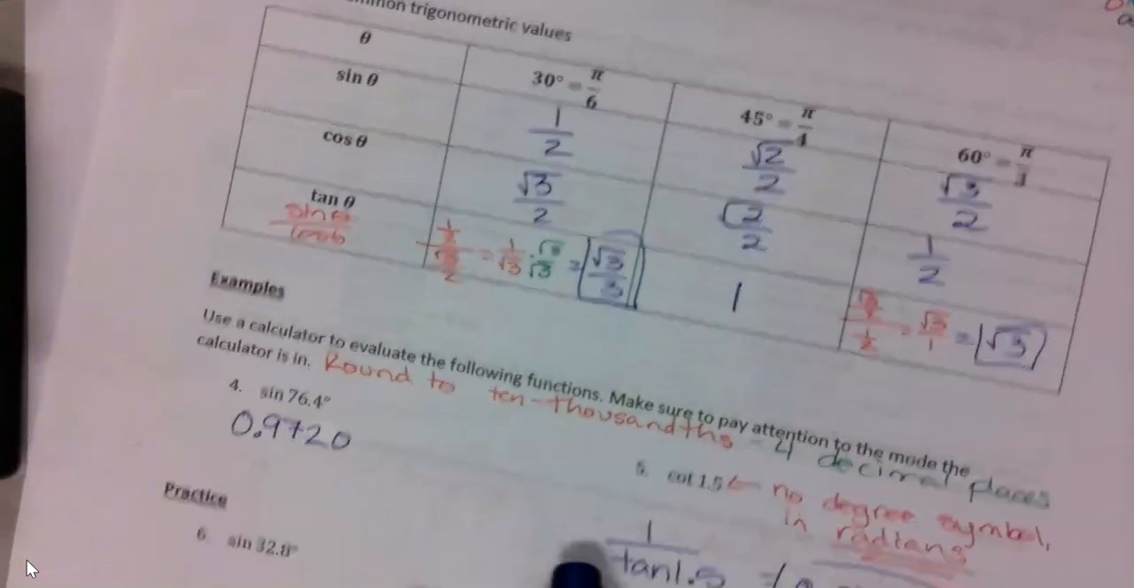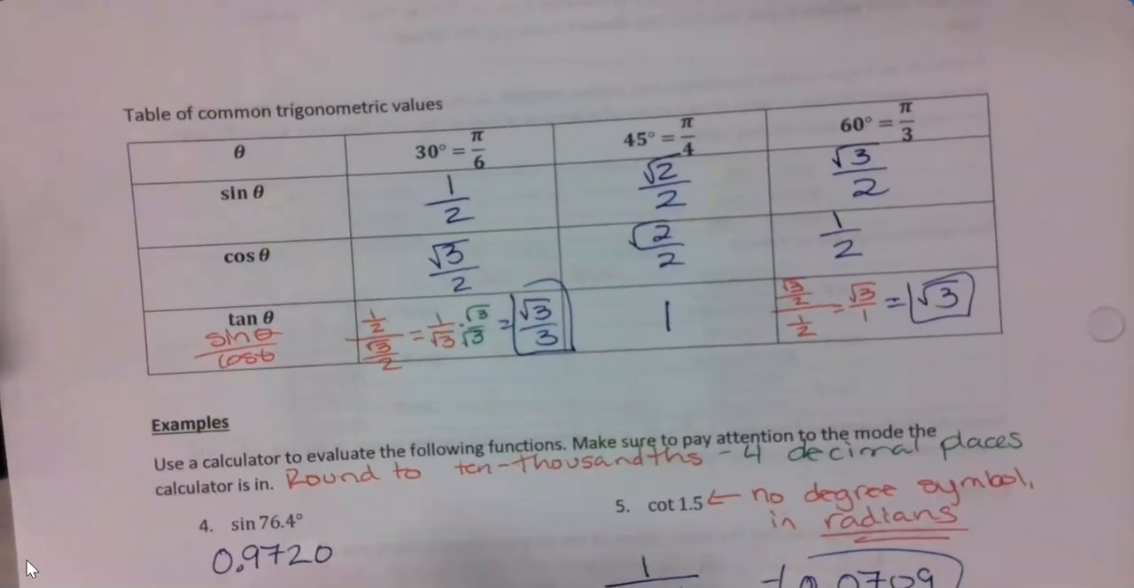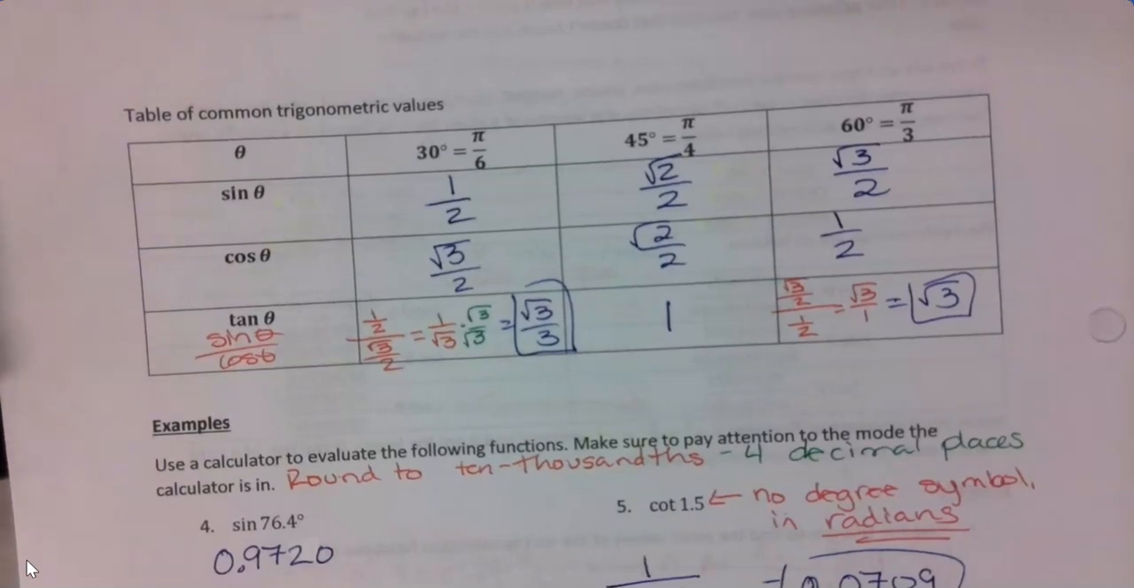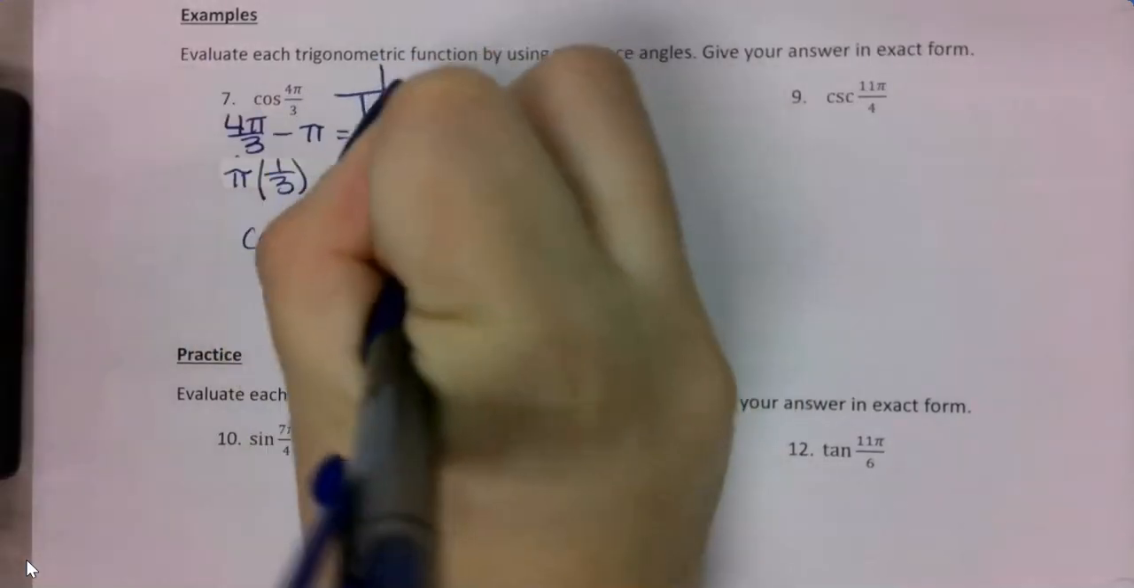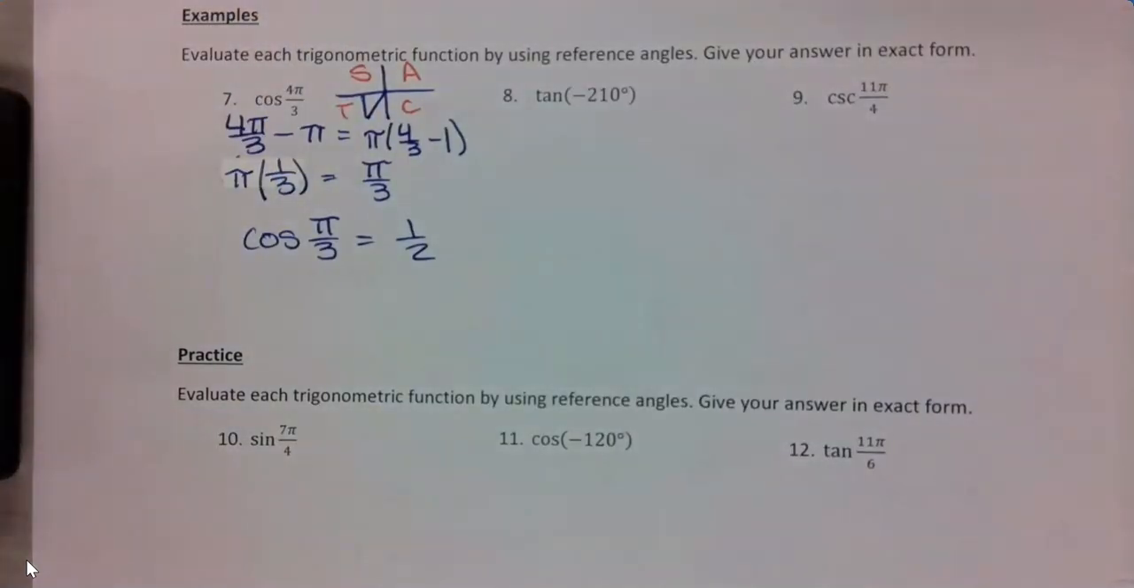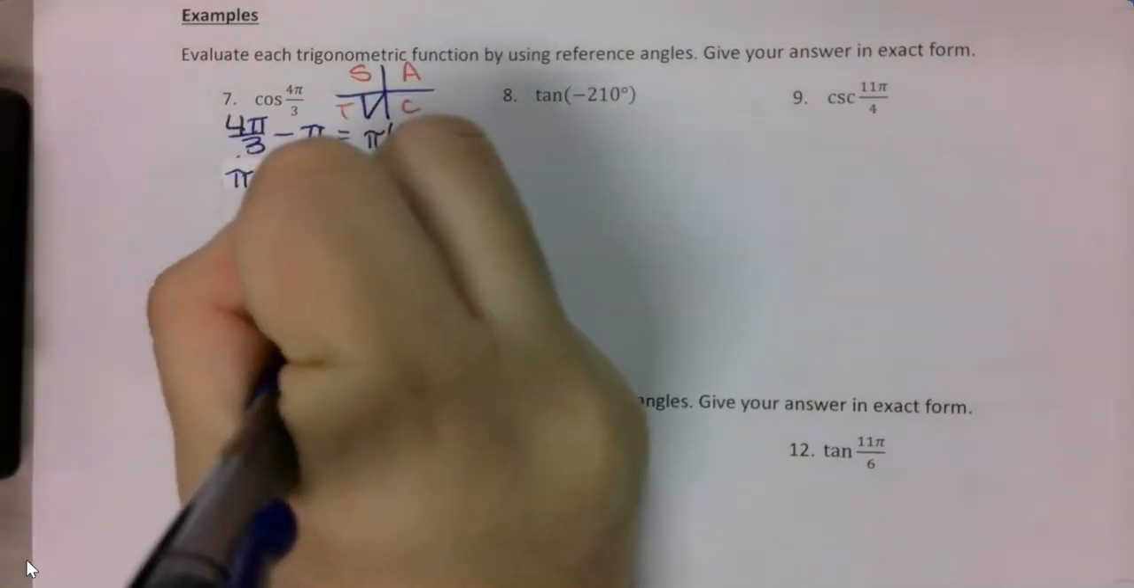So if I remember this chart, I want to find cosine of pi thirds. So cosine of pi thirds is cosine 1/2. Okay. So this equals 1/2. But remember yesterday we talked about where it's positive? Is cosine positive in quadrant 3? No. So then my answer here should be negative 1/2.